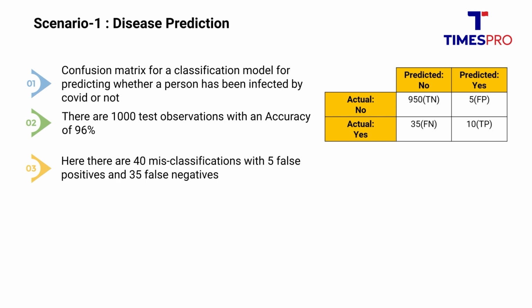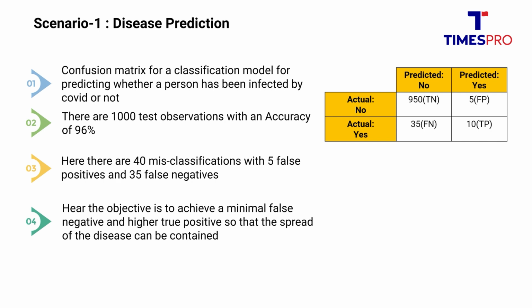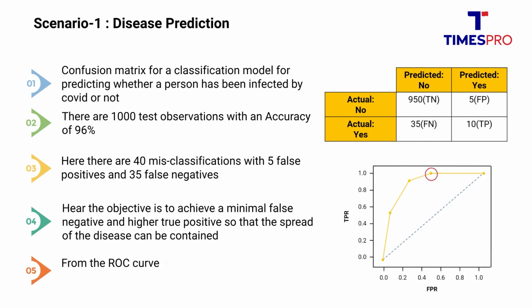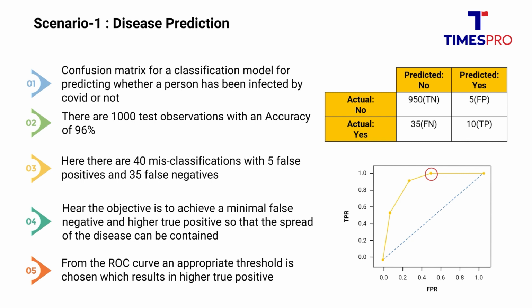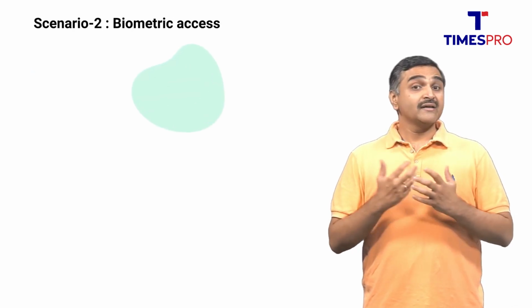Here, there are 40 misclassifications with 5 false positives and 35 false negatives. 35 false negatives can be disastrous where people are incorrectly tested negative. These people are likely to spread the disease to a larger population. In this scenario, the objective is to achieve a minimum false negative and a higher true positive so that the spread of the disease can be contained. From the ROC curve, an appropriate threshold is chosen, which results in a higher true positive, which in turn minimizes false negatives. Let's now take another scenario.